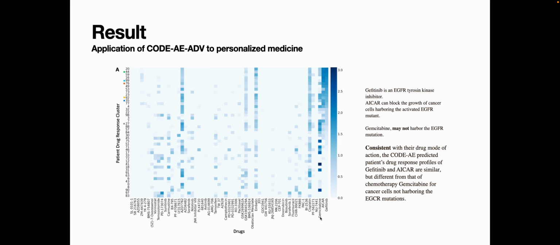harbor the EGFR mutations. So to summarize the paper, we introduced the new transfer learning framework CODE-AE to predict individual patient drug response from a model trained on cell line data. And we also performed extensive benchmark studies which demonstrate the advantage of CODE-AE over the state-of-the-art. The predictions of the drug response for patients are largely consistent with the existing clinical observations.